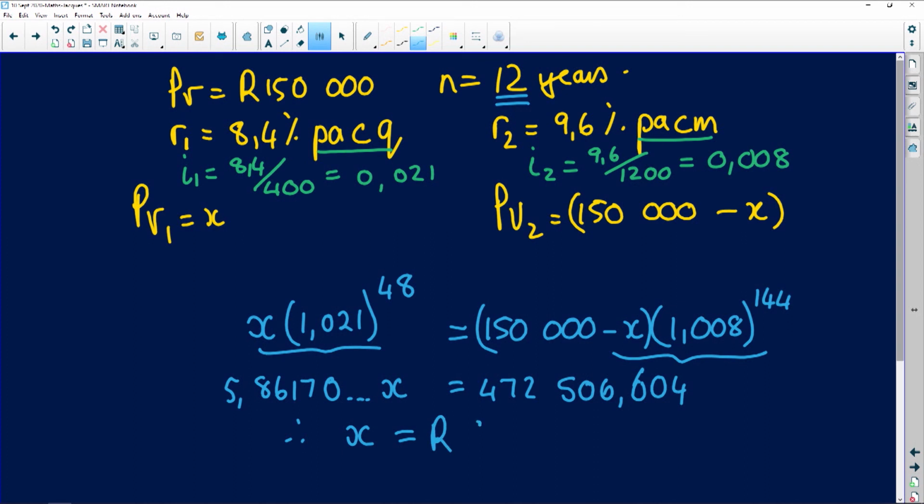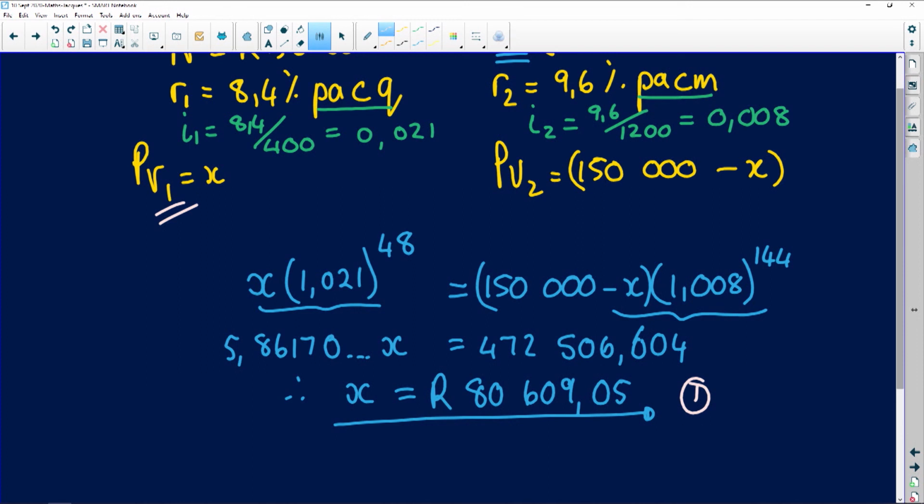That gives us 80,609 rand and 5 cents. Remember, this was in account number 1. And in account number 2, he's got to use 150,000 minus this. So account number 2, Abram is going to invest 63,390.95. Okay.